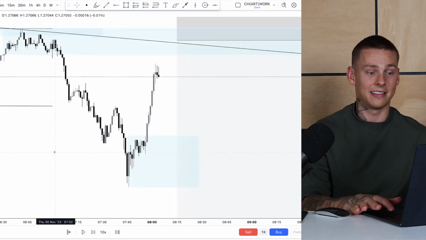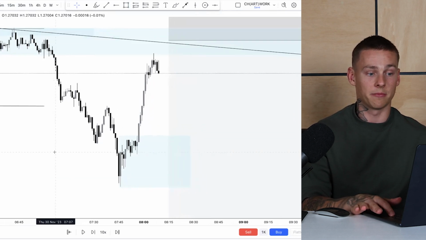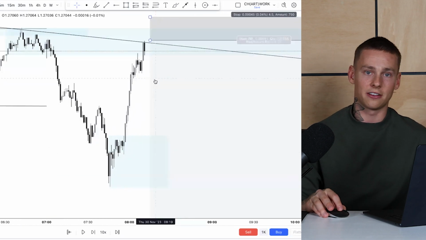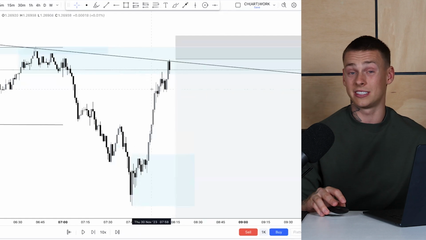It didn't. It then came into this POI that we spoke about and actually had a little bit of a push to the downside, potentially trying to get those early sellers to market execute or to set a limit.